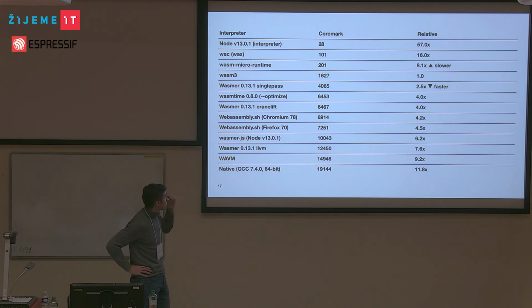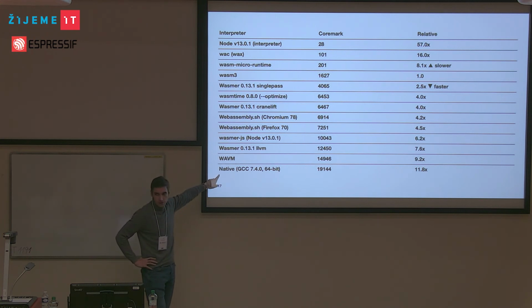To get an idea what kind of performance you can expect, this is a benchmark table that was prepared by the author of the Wasm3 runtime. That's number 4 from the top. CoreMark is one of the benchmarks. It's basically a CPU and memory benchmark, and the higher CoreMark score is better. The relative scores are normalized to the Wasm3 score.